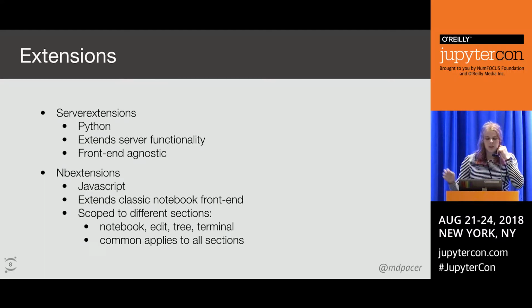NB extensions, on the other hand, only apply to the front end. They're written in JavaScript, and the way that they're scoped is in terms of the different sections of the classic notebook, which is notebook, edit, tree, terminal, or you can have a common.js that applies to all those sections. And if you want to actually use those files, with a slight caveat that I'll get to in a second, they need to be named notebook.js, edit.js, tree.js, etc.